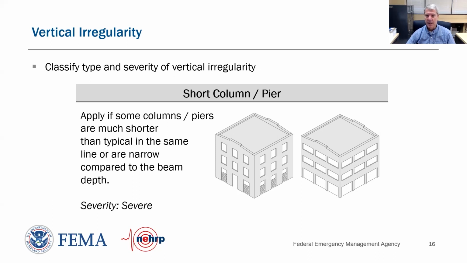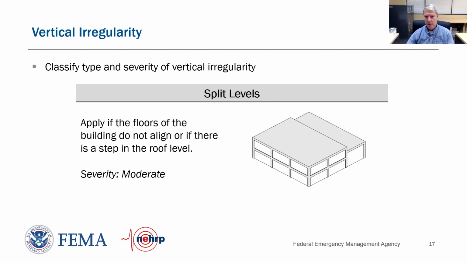You're generally going to see this in concrete shear wall or concrete frame buildings. So that's a short column or pier effect. The next vertical irregularity is a split level.